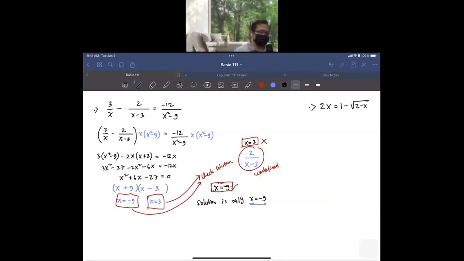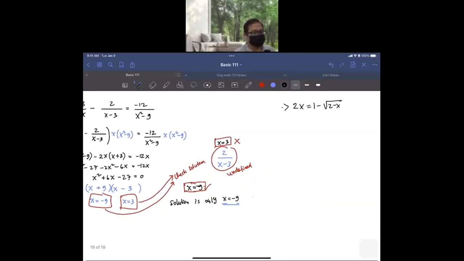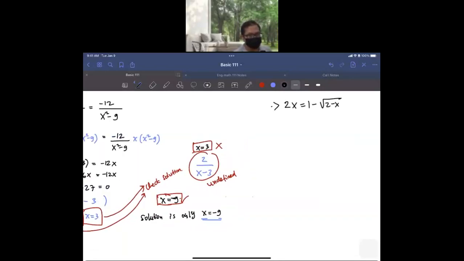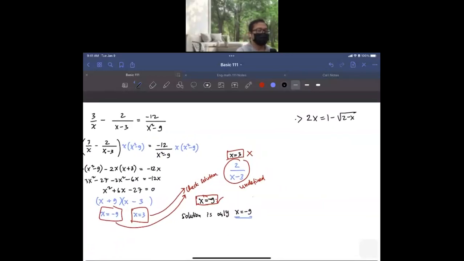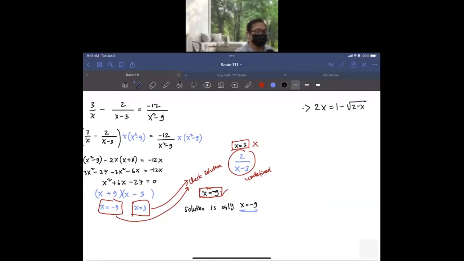So whenever you have fractions, a rational, remember the domain. Okay. You need to check. So check the solution whether it's in the domain or not. Now if we have these radicals here, the principle, if you want to find the solutions, is removing the radicals by squaring the radicals itself. Okay.